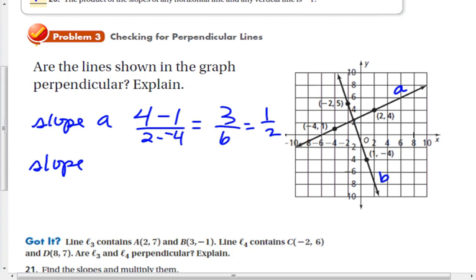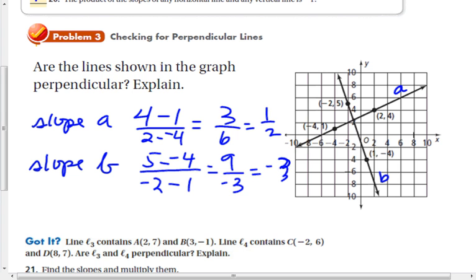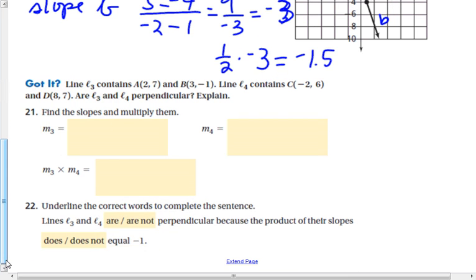And the slope of line B is 5 minus -4 divided by -2 minus 1. And that's 9 divided by -3, which is -3. And if I multiply the two slopes together, if these two lines are perpendicular, then that should equal -1. And it's -1.5, so these two lines are not perpendicular. Go ahead and try this problem.